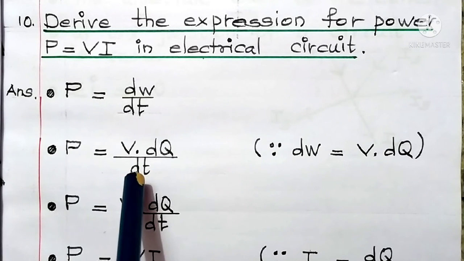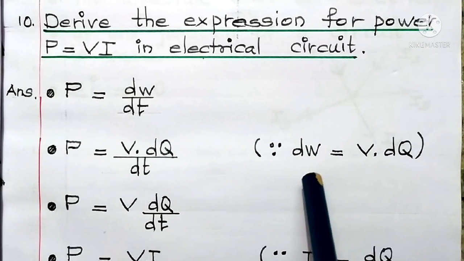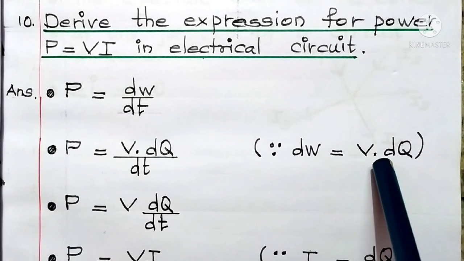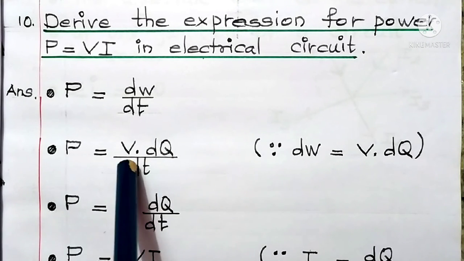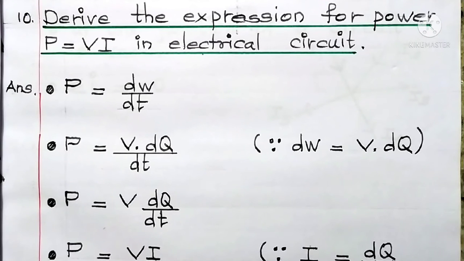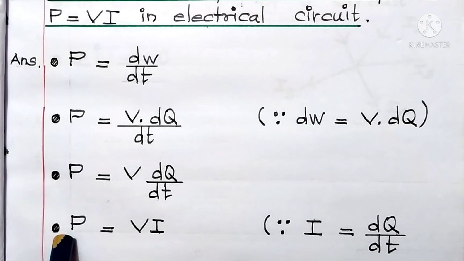In the next step, P is equal to V dQ by dt. The reason is dW is equal to V into dQ. That's why in the place of dW it is written as V dQ. In the next step, it is clearly written as P is equal to V into dQ by dt. In the next step, P is equal to VI.